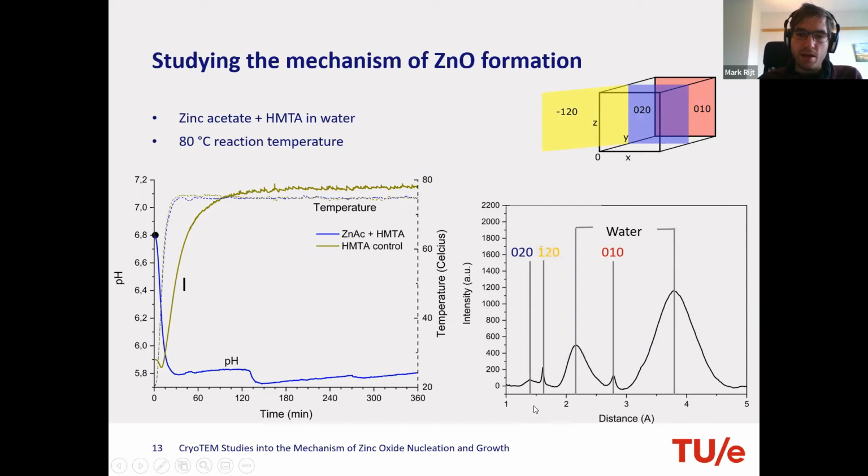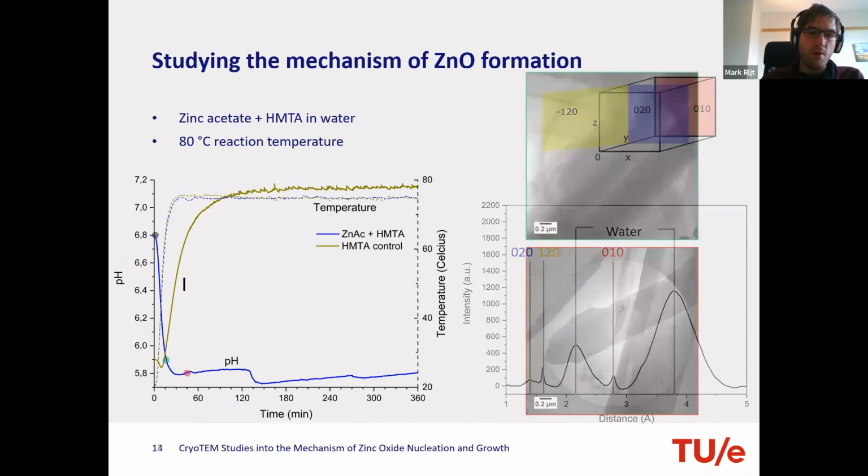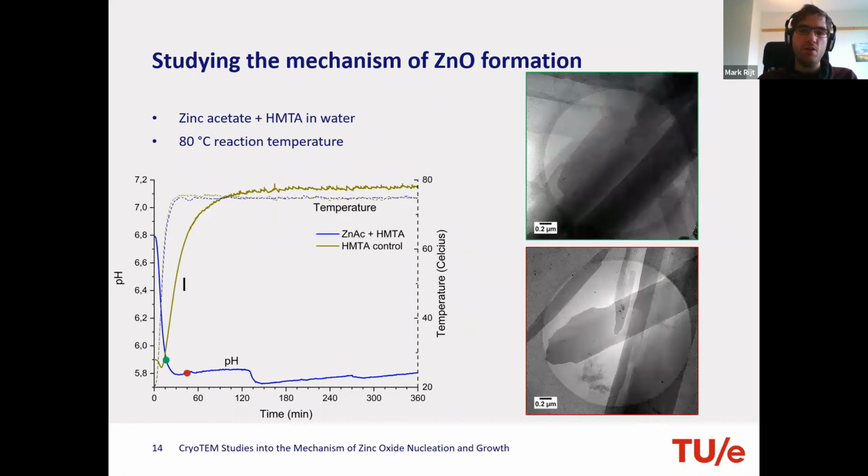And you see we have 3 distinct peaks besides the 2 large ones that correspond to the water that's of course also present in Cryo TEM in water. And these could match already to zinc oxide, but we're not completely sure about it. So we progressed the reaction and looked at slightly later times.